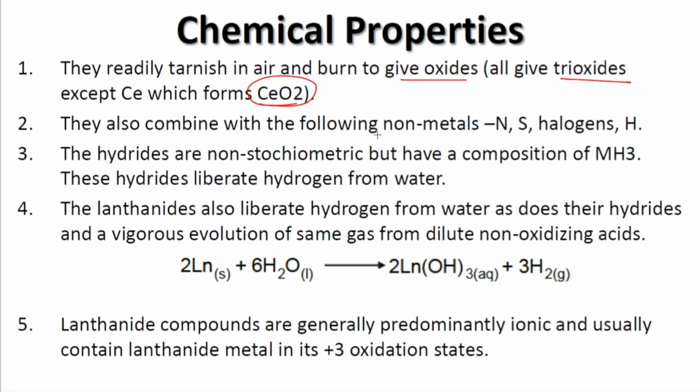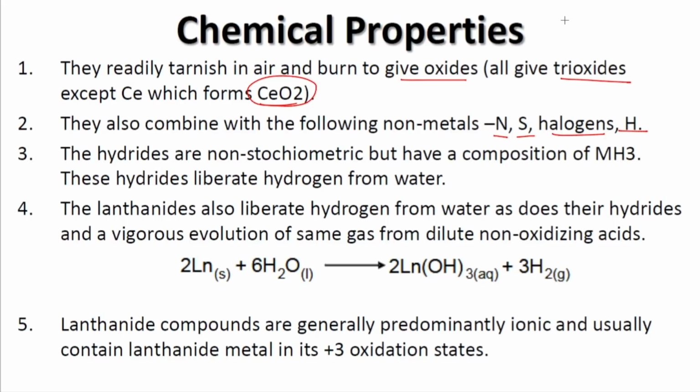Now they also combine with the following nonmetals like nitrogen, sulfur, halogens and hydride. So these are also some of the elements which combine with your lanthanide. So lanthanide basically reacts with more electronegative elements. That's what you can summarize from this particular point.